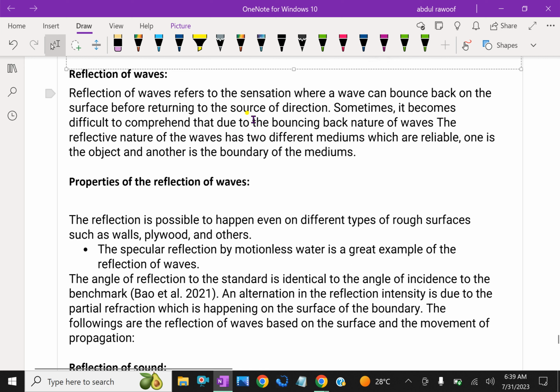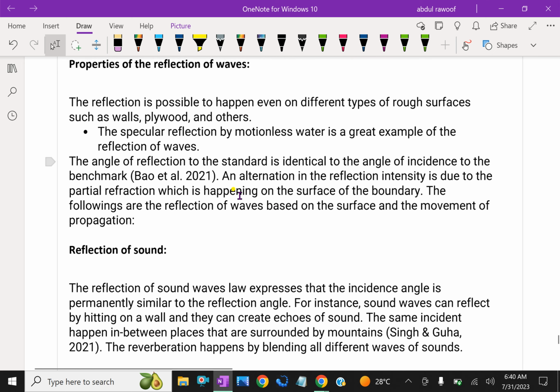Reflection of waves refers to the phenomenon where a wave bounces back off a surface before returning toward the source direction. Sometimes it becomes difficult to comprehend due to the bouncing back nature of the waves. The reflective nature of the waves involves two different mediums: one is the object and another is the boundary of the mediums.